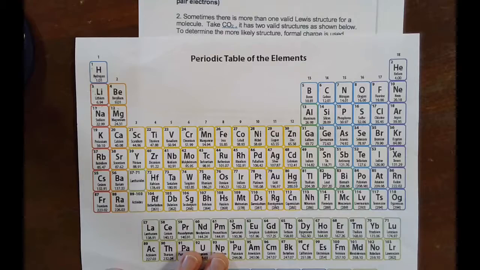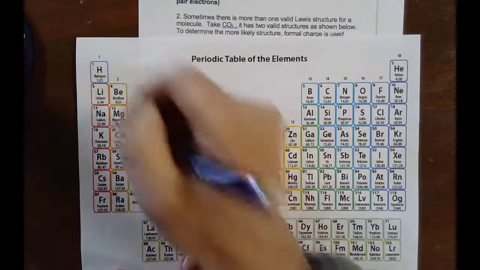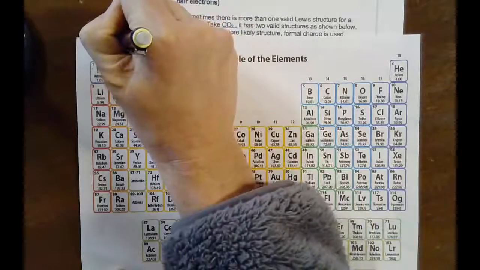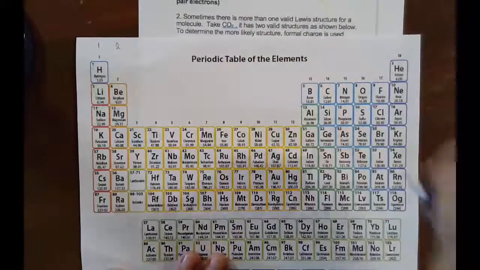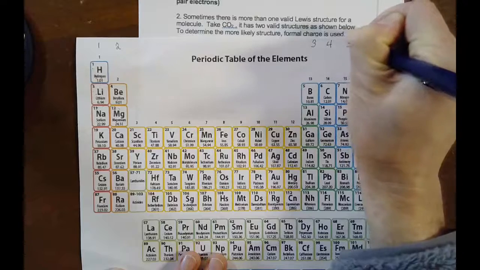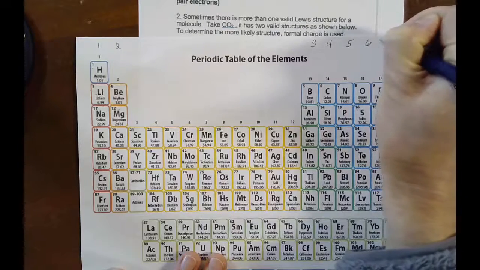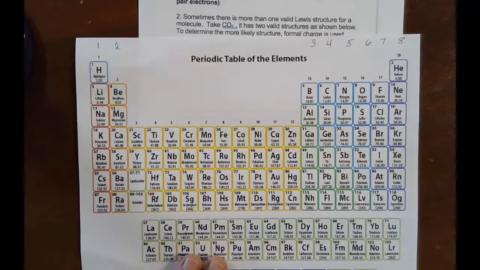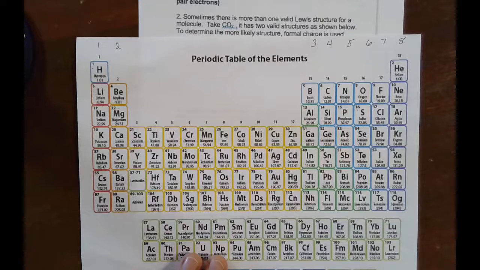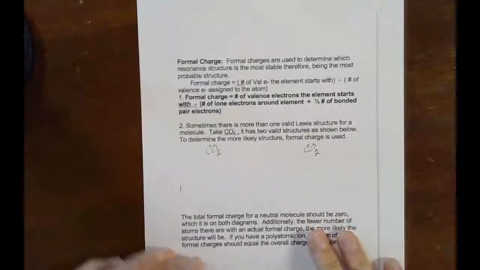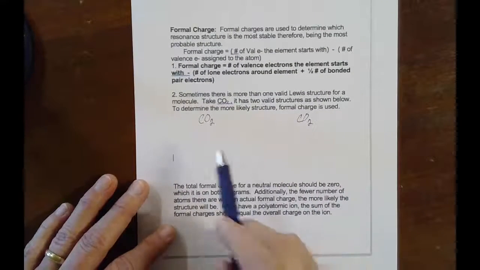What I would like to do is go back and very quickly remind you how to get the valence electrons. All the elements in the first column have 1. The elements in the second column have 2. Then 3 valence electrons, 4, 5, 6, 7, and then of course 8 would be our magic number. So with that being said, I'm going to look at the 2 different resonance structures of CO2, and then we're going to see which one is going to be more prominent.